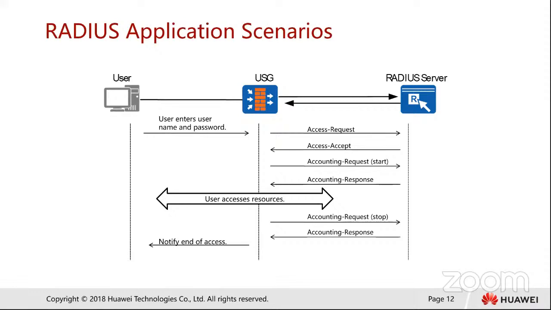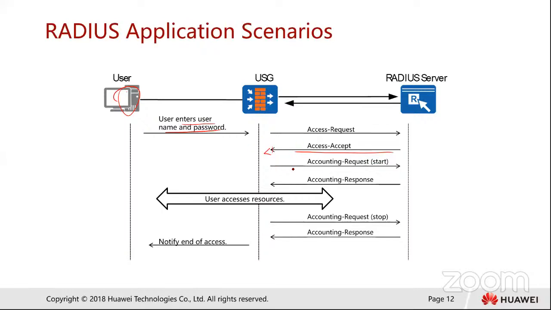So we want to look at the RADIUS application scenarios. Here, the process of exchanging RADIUS messages is as follows. You have a user here who wants to establish a connection. He will go ahead and enter his username and password. After the username is sent, the firewall will request on their behalf. Then the server will check through the details and see if they're correct, and if they're correct, it will send back access accept.